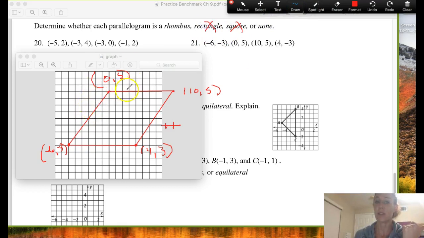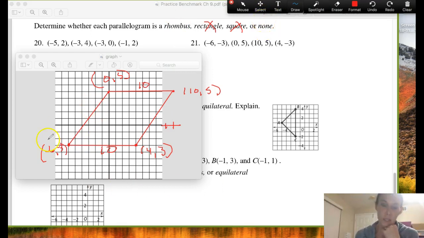I can already tell you that these two are not opposite reciprocals because this is a horizontal line. I would need a vertical line for this to be opposite slopes, and I don't. I have a slant. So it's not a square or a rectangle. Maybe it's a rhombus if the distances are all the same. Well, the horizontal line distances you can just count. From 0 over to 10, this distance here is 10. Is this distance 10? Count it. 1, 2, 3, 4, 5, 6, 7, 8, 9, 10. This distance is 10 also. Check these. If these distances are 10, you could have a rhombus. If not, you have none of these.